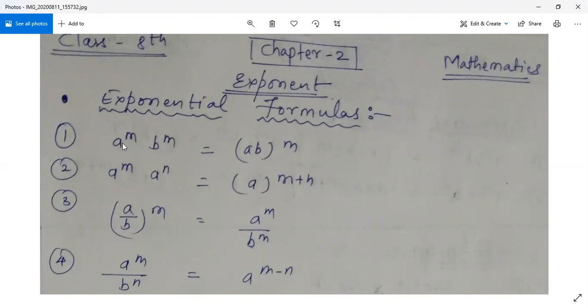So in the first formula, the base is different, but the power is same. Then we write the base in multiplication form, and the power combines, and we write a into b whole to the power m. The next formula, a to the power m into a to the power n is equal to a to the power m plus n. So in this formula, you have the same base, but the power is different, so the powers will be added.